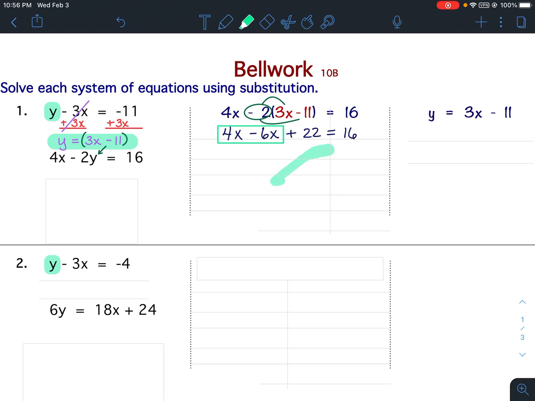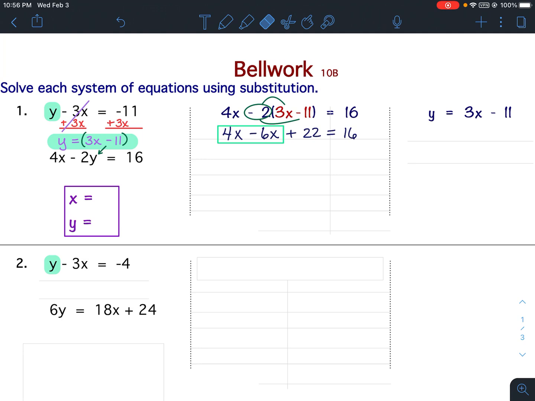So over here, you will finish solving for x. Once you solve for x, you will plug that into this x over here. You'll solve for y, and then you'll get your final answer, x equals and y equals. So again, that's all the farther I'm going.